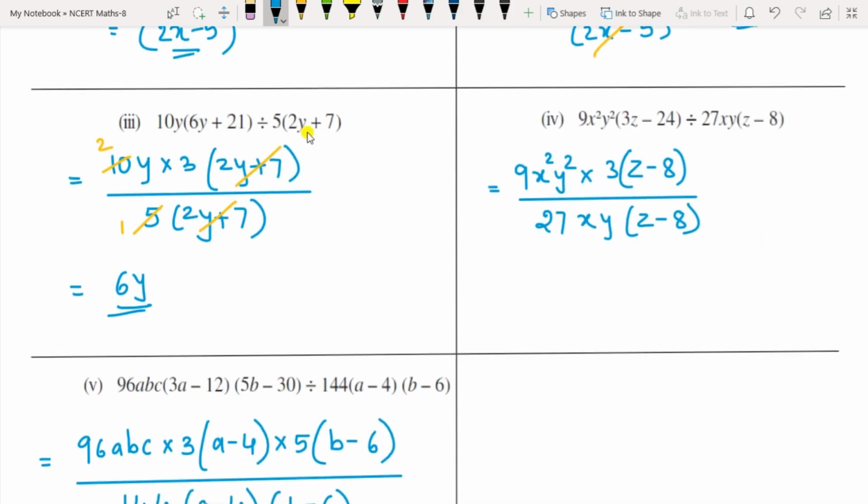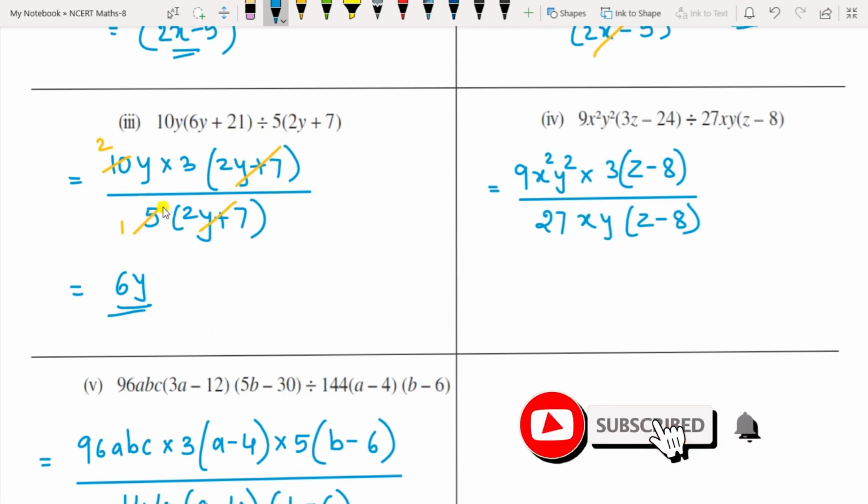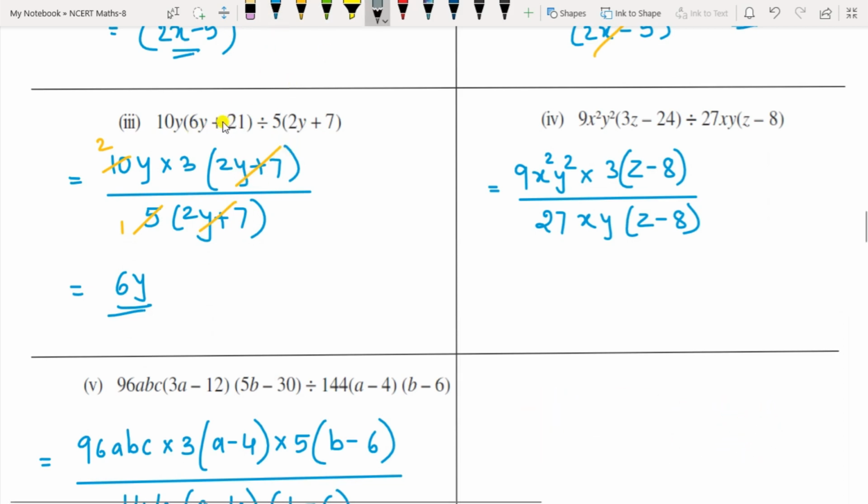This one also, write this division in the form of a fraction, that is, upon 5(2y plus 7). Here the bracket is getting cancelled, since from these two terms of the bracket you have to take 3 as common, so it will be 2y plus 7 in the bracket and 10y as it is. 5 ones are 5, 5 twos are 10y, into 3 is remaining, that is 6y is the answer.